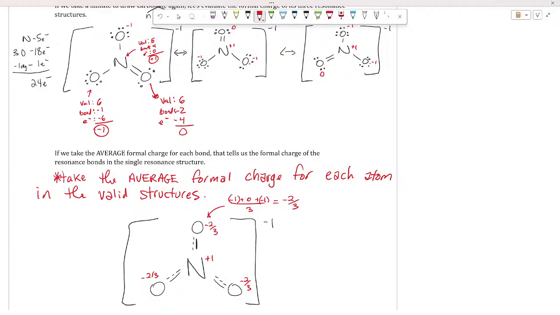And that's the resonance structure. By the way, does that sum to -1? -2/3 plus -2/3 plus -2/3 is -6/3, which is -2. Plus 1 is -1. So it adds up. It makes sense. How's that feel? Not too bad? Just bad enough? Okay.